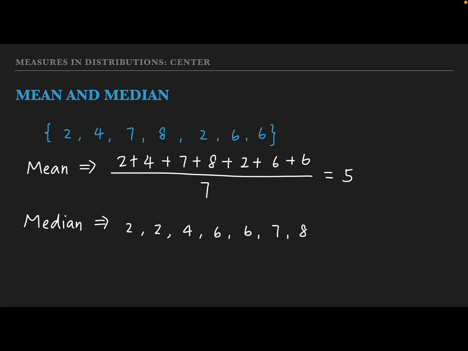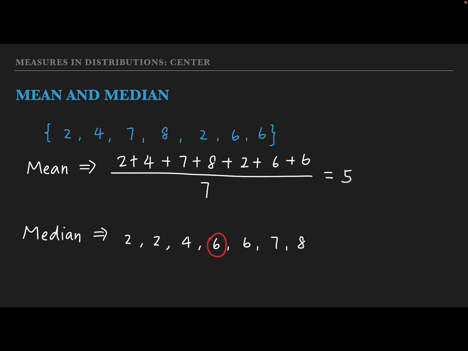But what if instead of 8 we have a much larger number, say 50? Obviously, it will affect our measures of the center, so let's do the calculations again after replacing 8 with 50. The mean then becomes 11, which is quite a big change. Yet the median didn't change at all. This shows the median is resistant to extreme values. That is, extreme values and outliers don't affect the median much, while they hugely impact the mean.